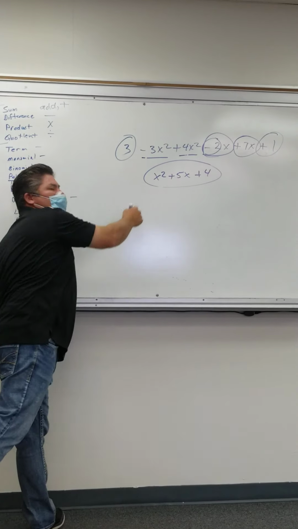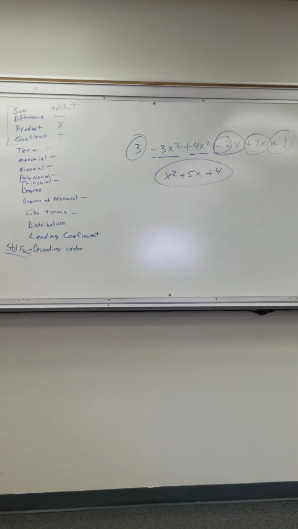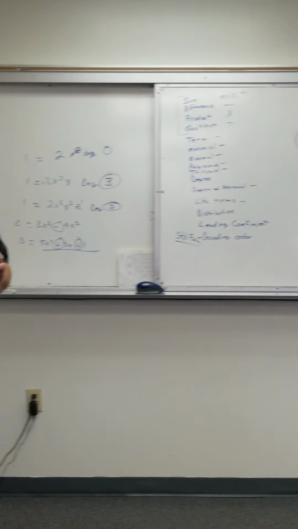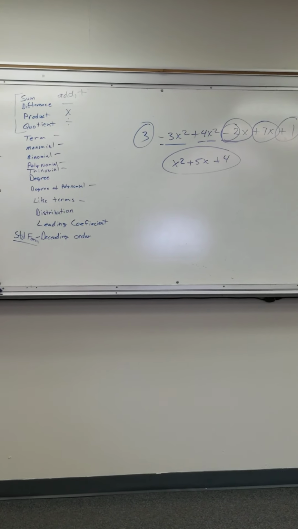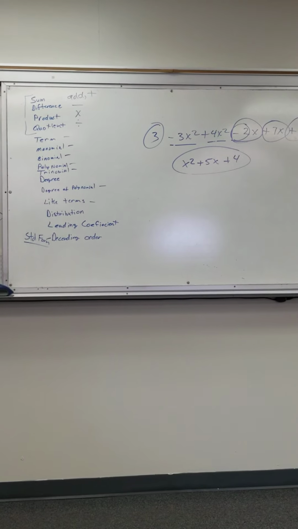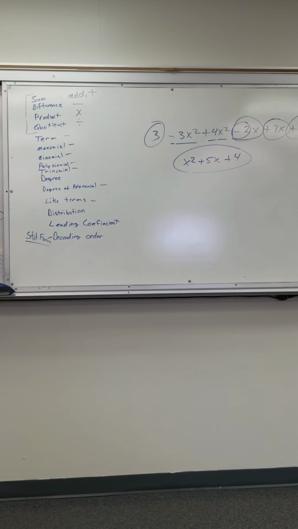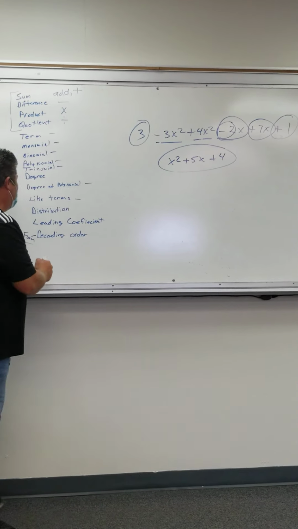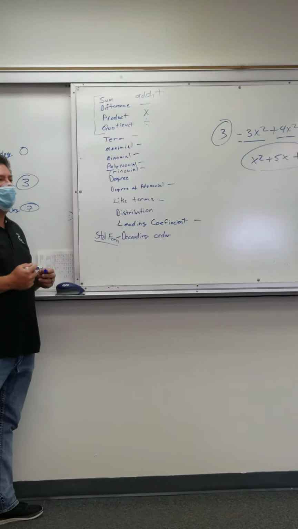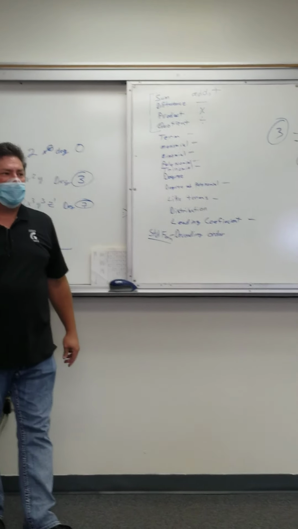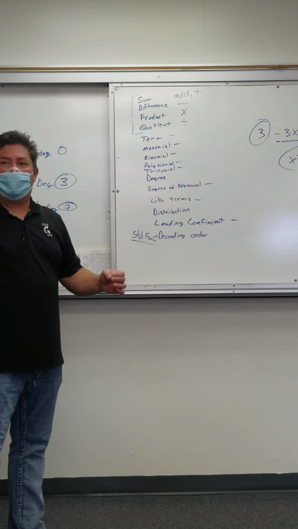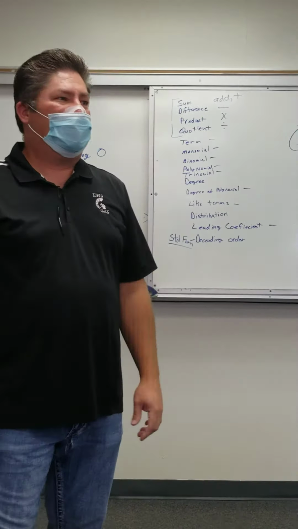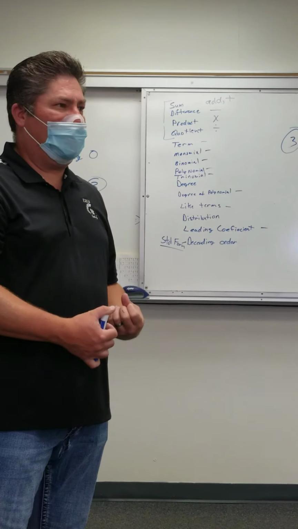This was a polynomial, what's this? Trinomial. What is the degree of the answer? 2. What is the leading coefficient? 1. Where did the 1 come from? It's the number in front of the x squared. So leading coefficient, this is the next thing we're talking about. Leading coefficient is what? The number in front of the highest degreed term.